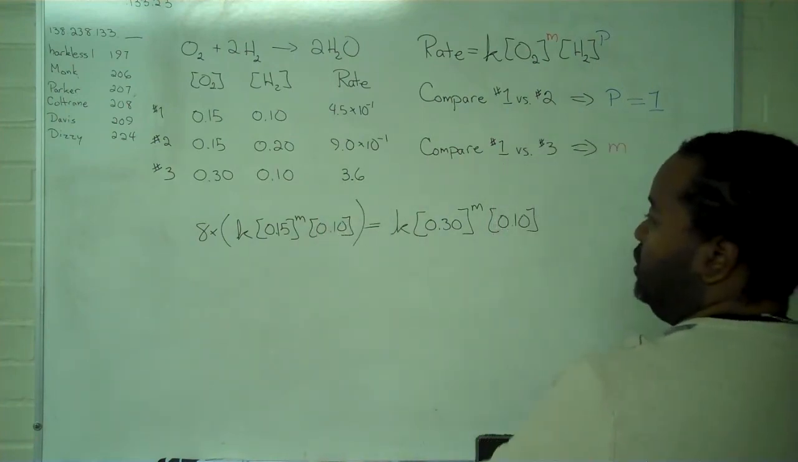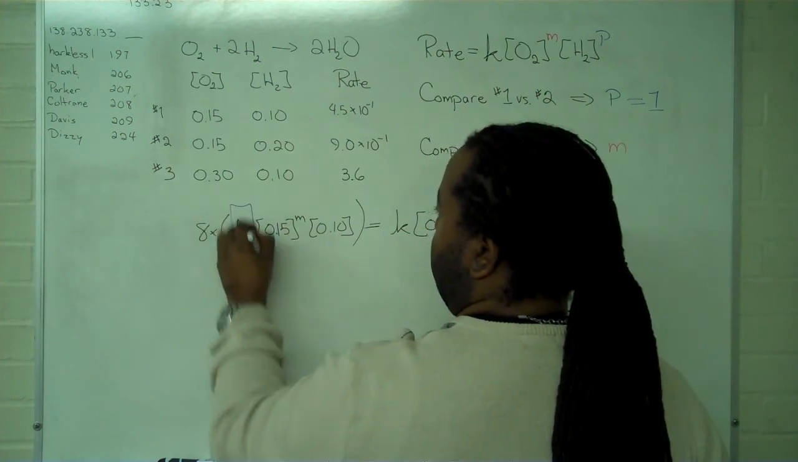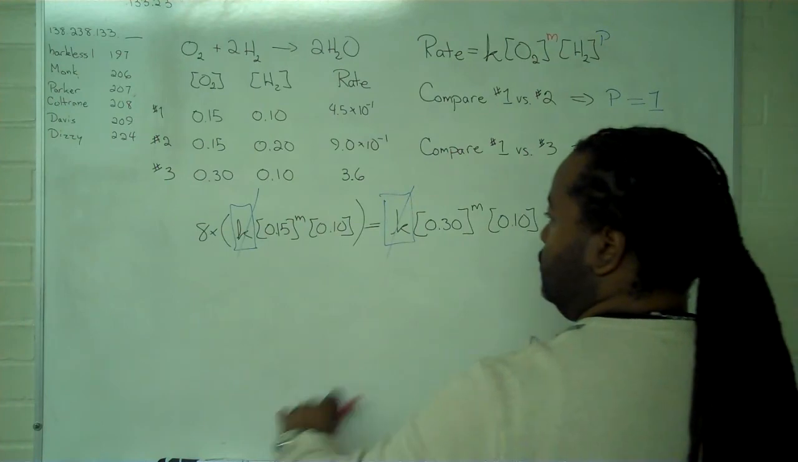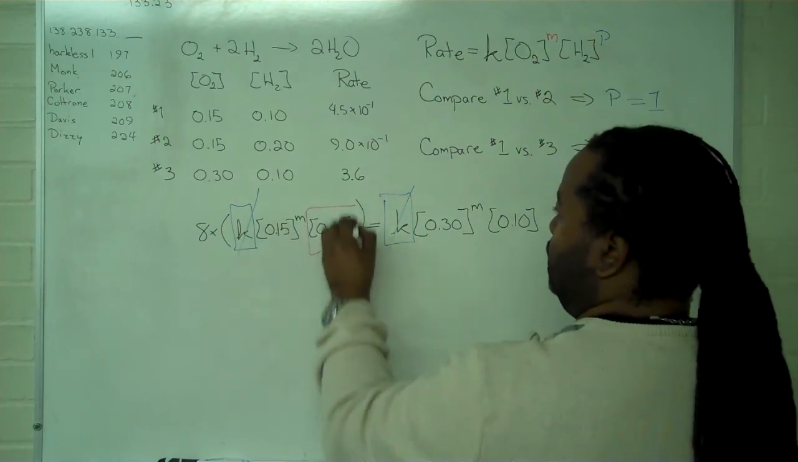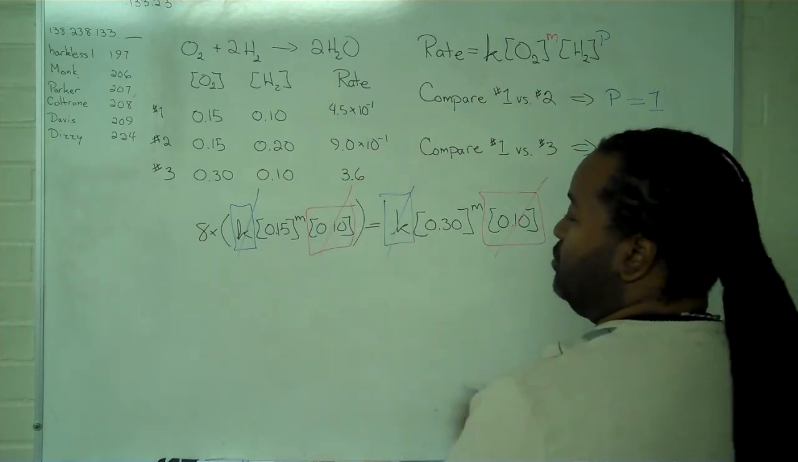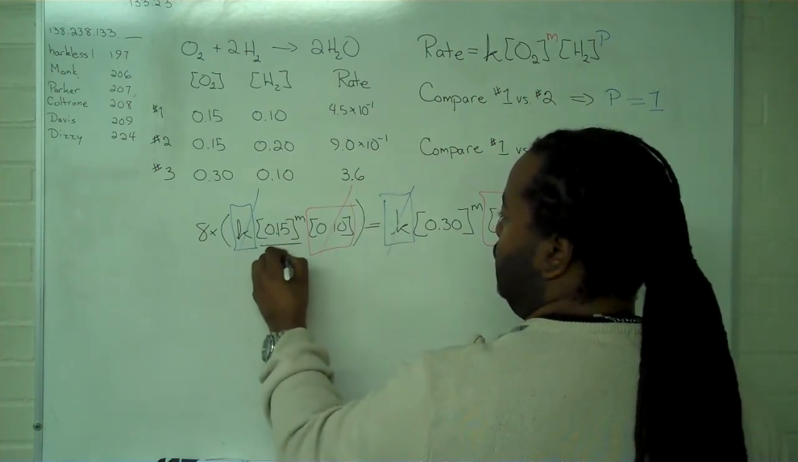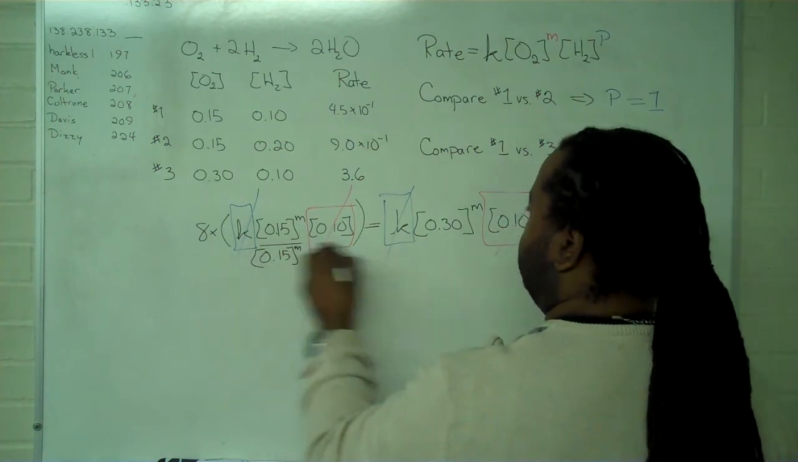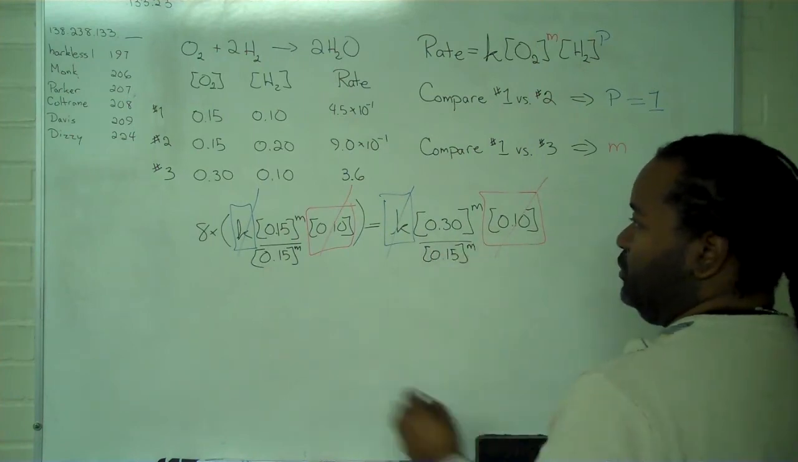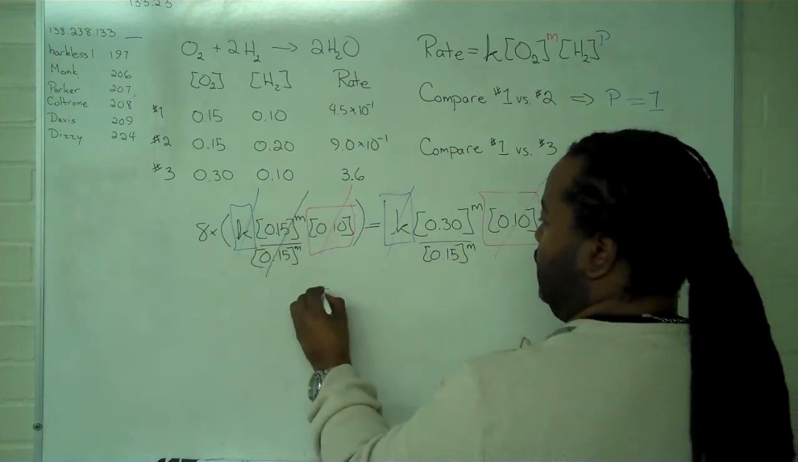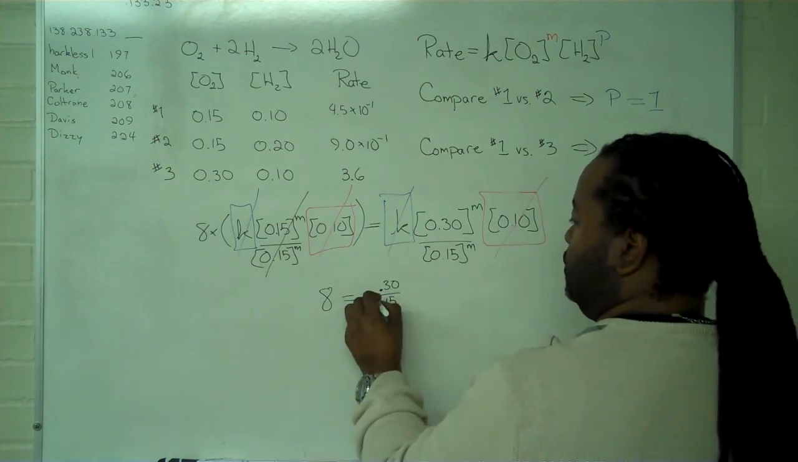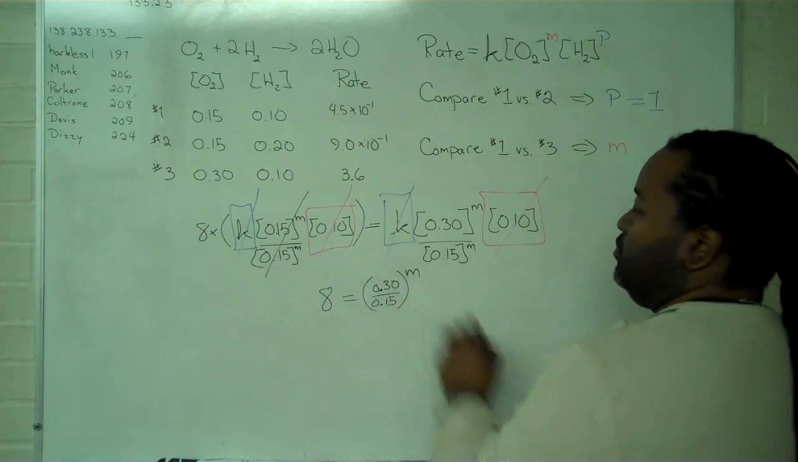And so here we're doing the same thing with our cancellations. I have the rate constant on both sides, which will cancel. I have 0.10 on both sides, so these will cancel. And now I just have to divide through by 0.15 to the m on both sides. And so this cancels out, leaving me with 8 equals 0.3 over 0.15, all raised to the m.